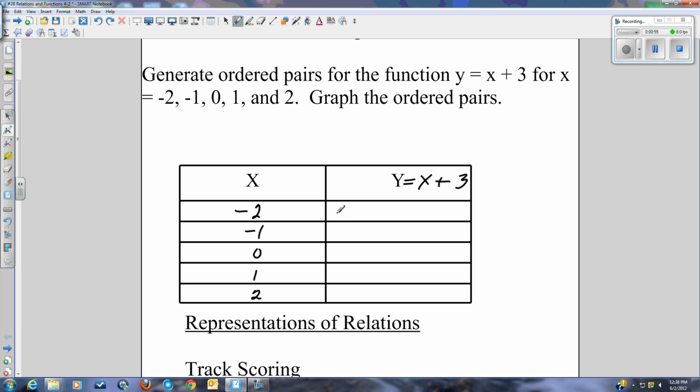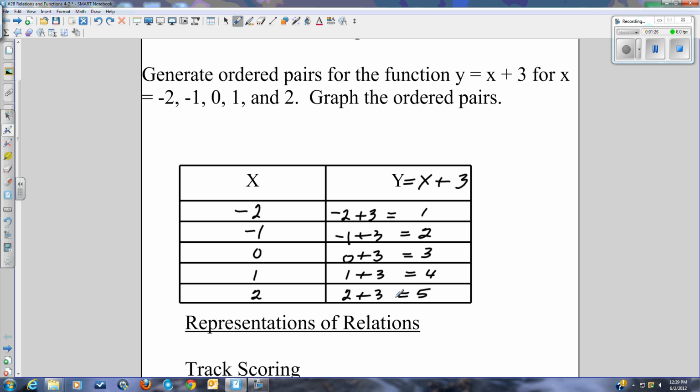In place of x we have negative 2, and then plus 3, so that gives us 1. Then we have in place of x negative 1 plus 3, which gives us 2. Then 0 plus 3, which gives us 3. 1 plus 3, which gives us 4. And 2 plus 3, which gives us 5.